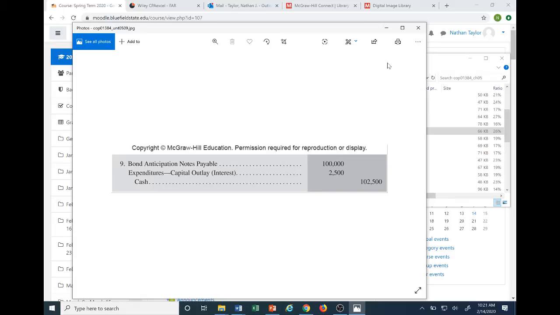And then it also says here bond issue costs. We know that in our for-profit sector, we have bond issue costs when we issue bonds, right?